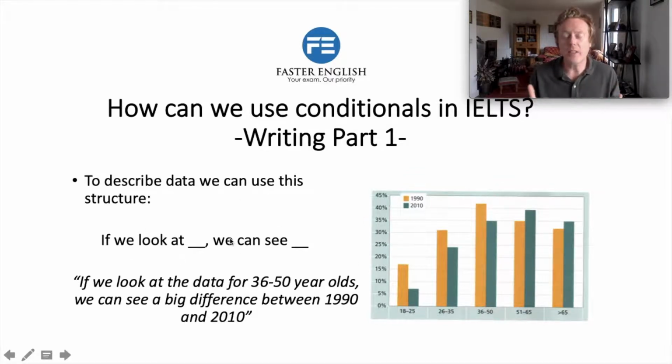So that's one way you can use a conditional sentence to describe data, and various different kinds of data you're comparing. Remember, in part one, you're comparing and contrasting. So this is quite an easy structure to put into your writing part one.